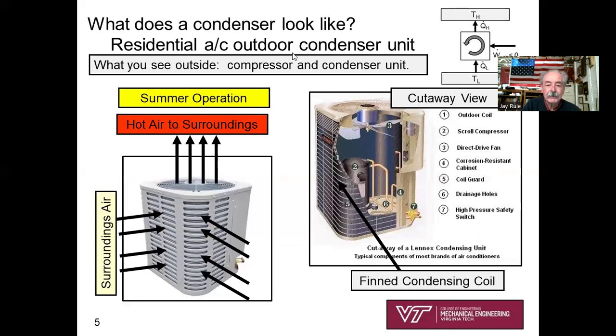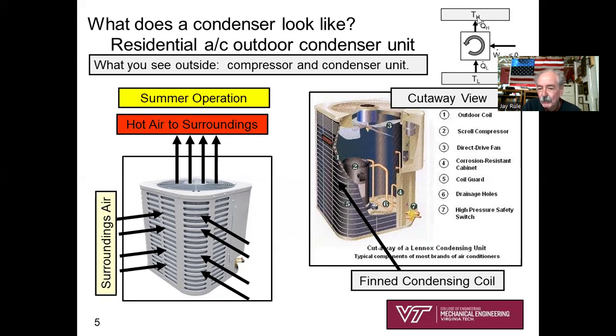What does the condenser look like if you have a whole house air conditioning unit? Well, the condenser is going to be located outside. So this is what you would physically see outside your house or apartment. Let's go up to our schematic diagram. This is what's involved here.